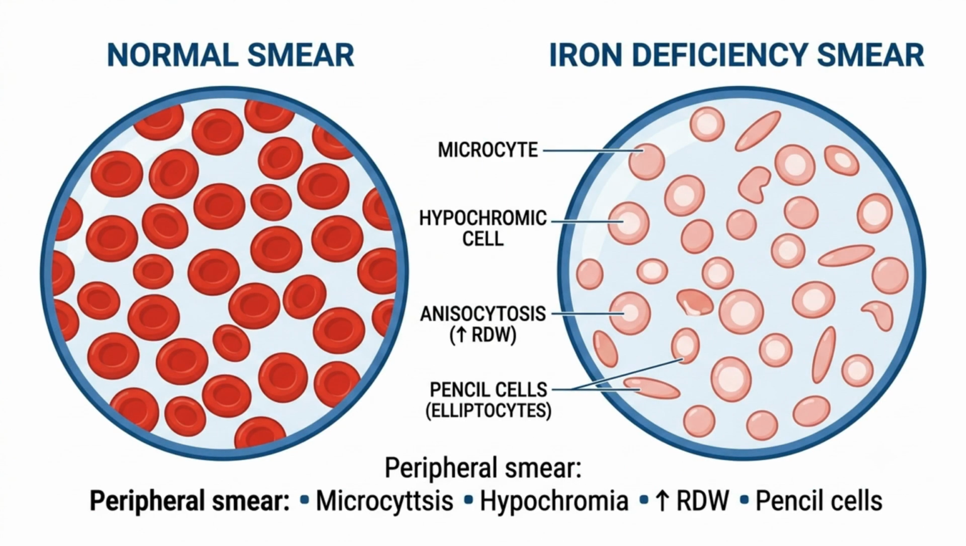On the peripheral blood smear, you'll typically see small red blood cells, increased central pallor, variation in cell size known as anisocytosis, and in more severe cases, characteristic pencil cells. These are classic findings in iron deficiency anemia.